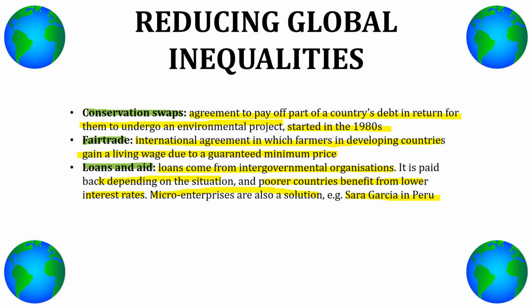So loans involve money, and aid actually involves gifts. Like medicine, food. There's a lot of aid going on during natural hazards such as earthquakes and volcanoes, but it does occur on a daily basis as well. The loans do come from intergovernmental organizations, so those are the IMF, the International Monetary Fund, and the World Bank, for example.